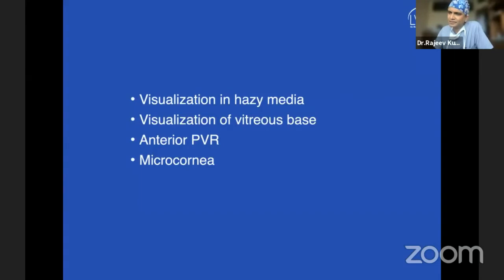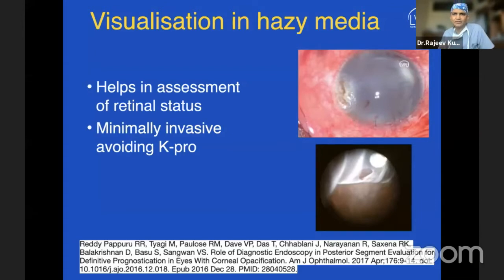This is an example of the cases I was talking about, where you have a good visualization of the posterior segment. Still, is there a role of an endoscope in these patients? Those are the situations where you can visualize the vitreous base, anterior PVR, and microcorneas. This is what I'm going to touch upon right now. This is what Mudit has shown, where the media is hazy and you can see the hazy cornea and see inside using an endoscope, and you see a break in the periphery, and the rest of the retina is still attached.